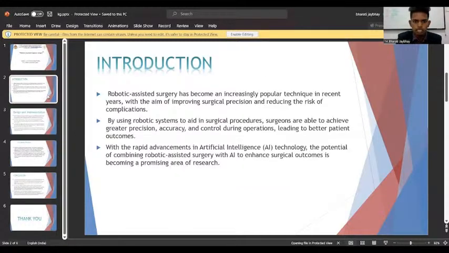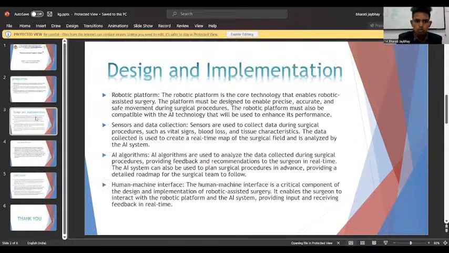Robotic assisted surgery has become an increasingly popular technique in recent years with the aim of improving surgical precision and reducing the risk of complications. With the rapid advancements in artificial intelligence technology, the potential of combining robotic assisted surgery with AI to enhance surgical outcomes is becoming a promising area of research. So now let's move further to design and implementation.